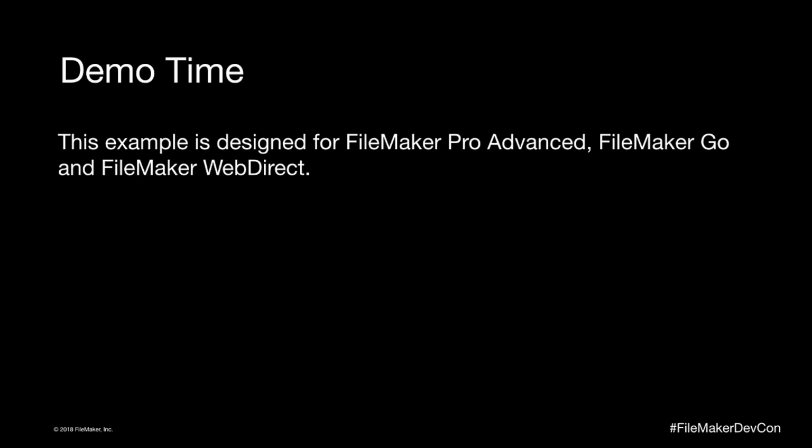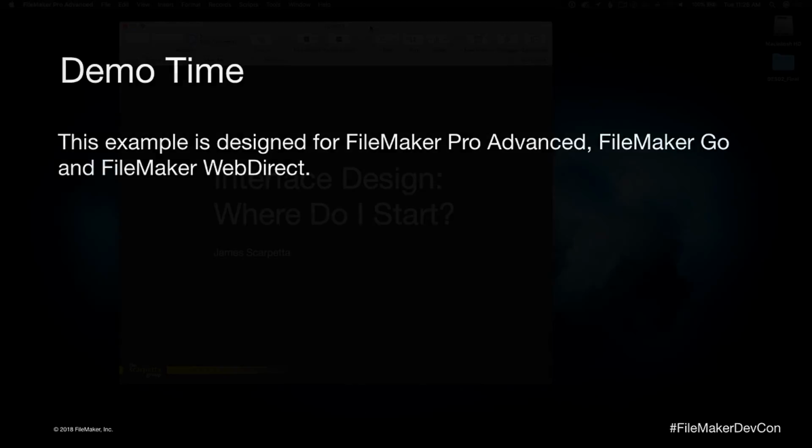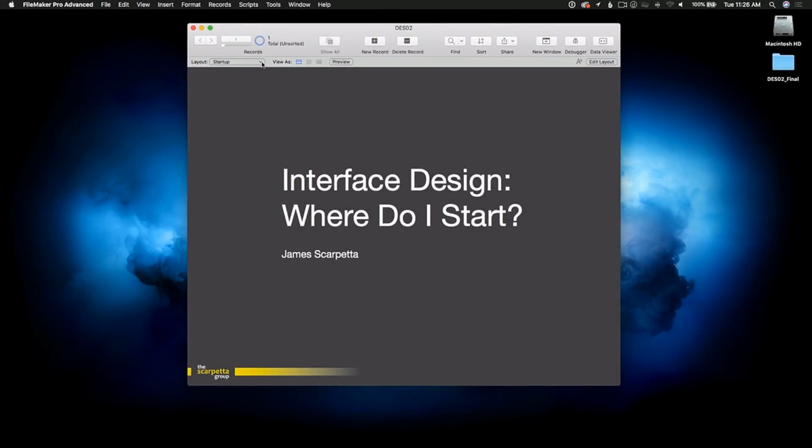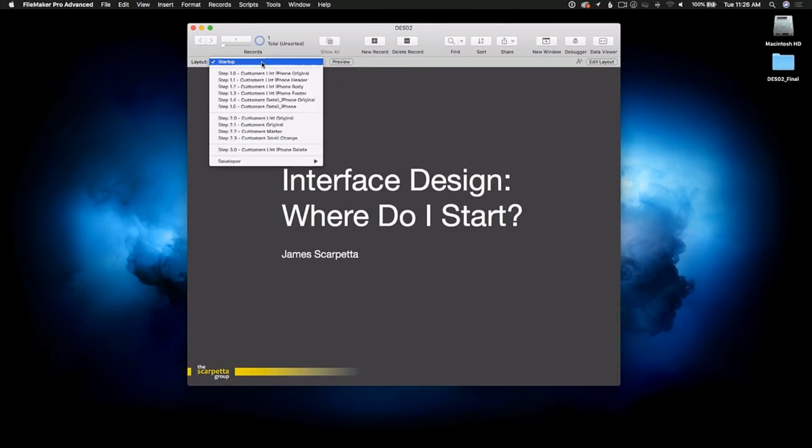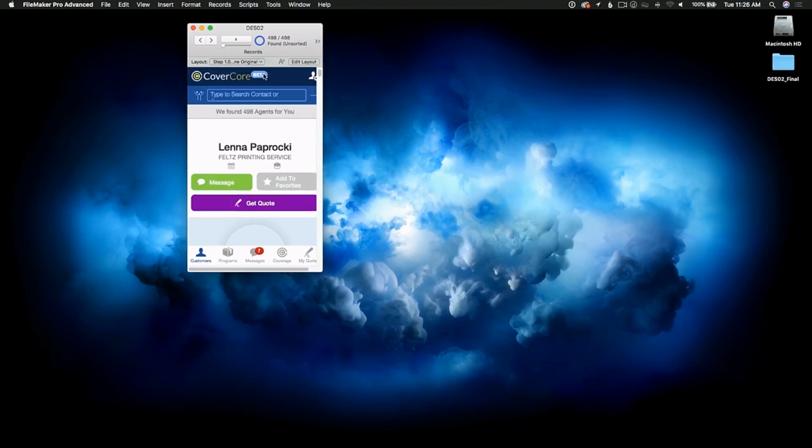So the challenge was being able to get it to, with the UI, work on a phone in WebDirect with all the layering, and then also work on an iPad with a different size layout. So the first layout I'm going to show you is the original iPhone, the customer list for the iPhone. So if I was logging in as an agent, this is the list that I would see.